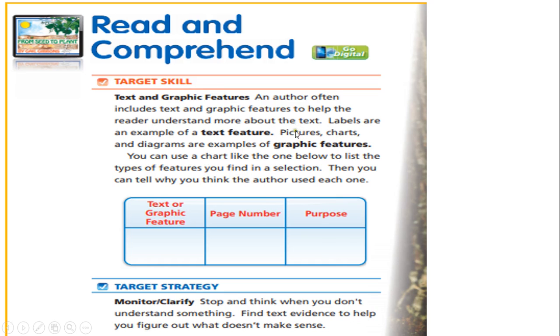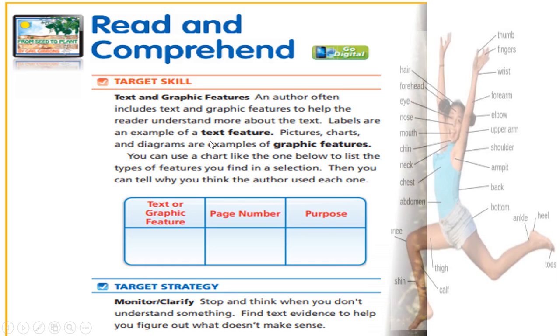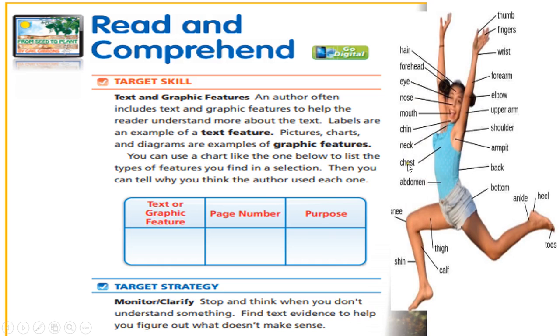So, labels are an example of text features. What is the meaning of labels? For example, if I said, hide your abdominal area, would you understand right away what I just said? But what if I showed you this graphic over here, and I showed you that this is the abdomen, this is the part that I'm talking about, and I'm pointing at it. This is a label. A label shows us exactly what I'm talking about. We have here all sorts of labels that explain the body parts, and this is a graphic feature.